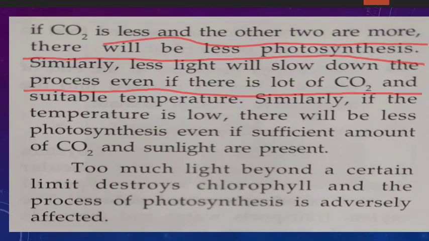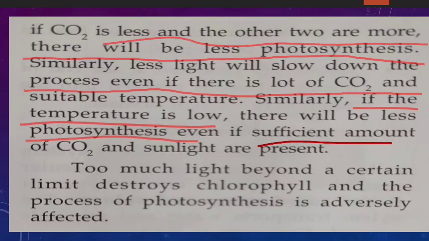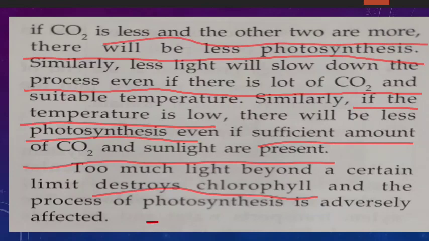Clear? Similarly, if the temperature is low, there will be less photosynthesis even if a sufficient amount of carbon dioxide and sunlight are present. So it is very clear that all three factors are what? Interdependent on each other. Clear? Too much light beyond a certain limit destroys chlorophyll and the process of photosynthesis is adversely affected.